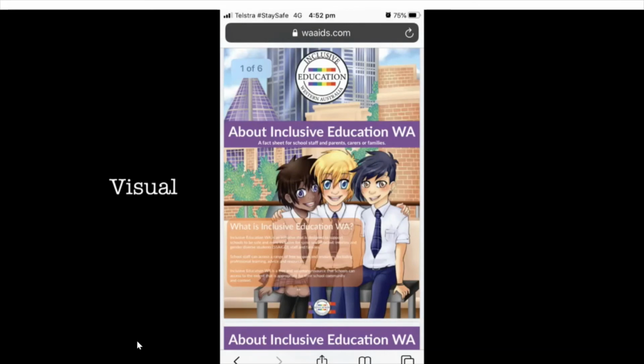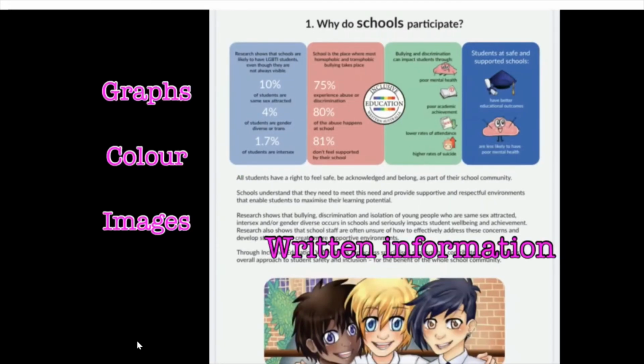So here you've got the visual I talked about before, the banner in the middle, what it's about, but notice that the majority of the page is that reassuring picture of happy children. And the written part, don't forget that the choice of the word inclusive is important. It's a positive connotation. Also, they use a rhetorical question: what is inclusive education WA? They've got graphs. They use colour to make the different parts of the information stand out. They've got images to help you engage with what you're seeing.